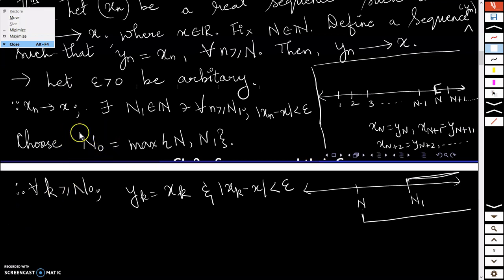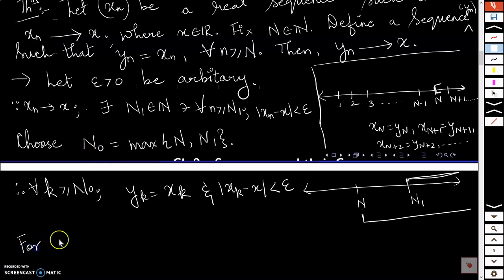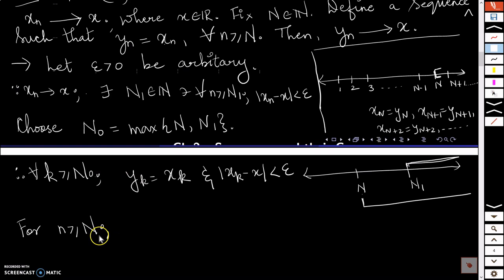Now if you see this natural number n naught, the capital N naught that I obtained, then for n bigger than or equal to n naught, I will look at this difference. We will show that this n naught that I got here is actually the required n naught for the convergence of yn. So for n bigger than or equal to n naught, you look at yn minus x.